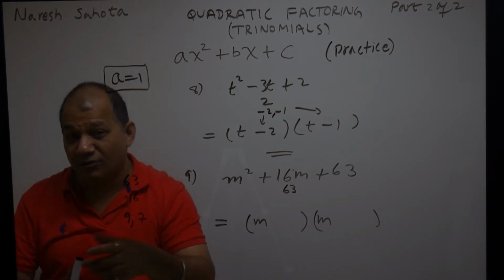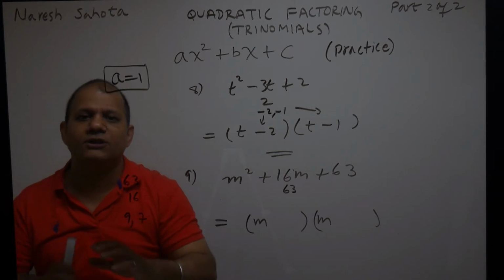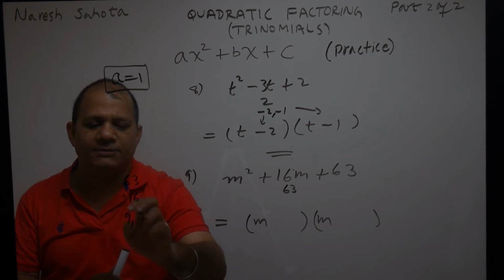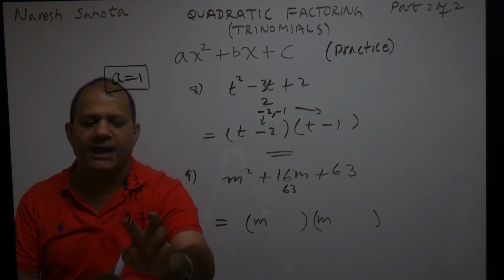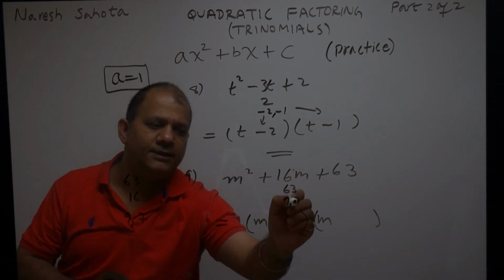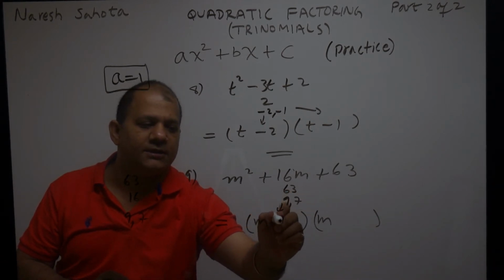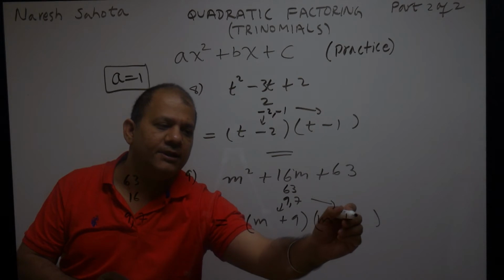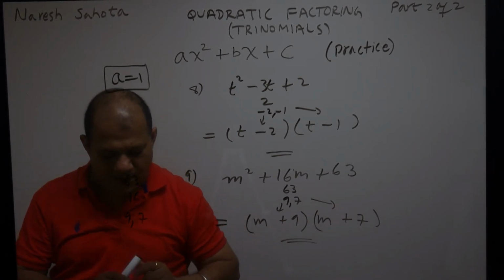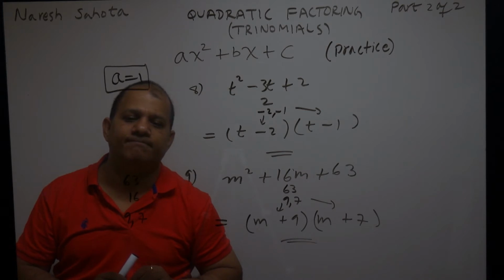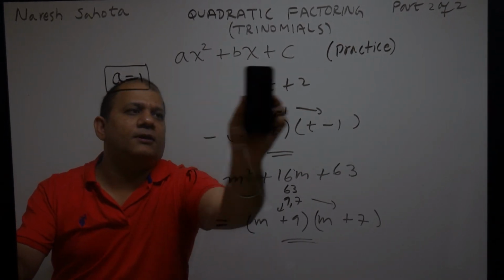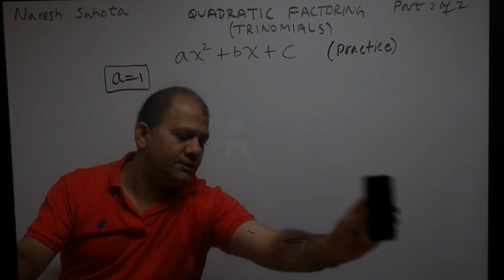I already knew that, but I just did the other two to show you. It's trial and error. So 9 times 7 is 63, and when I add those two, 9 plus 7, that's 16. So you just stick 9 here and stick 7 there, and that's the answer. So m plus 9 and m plus 7. Okay, all right, so now we'll start with number 10.